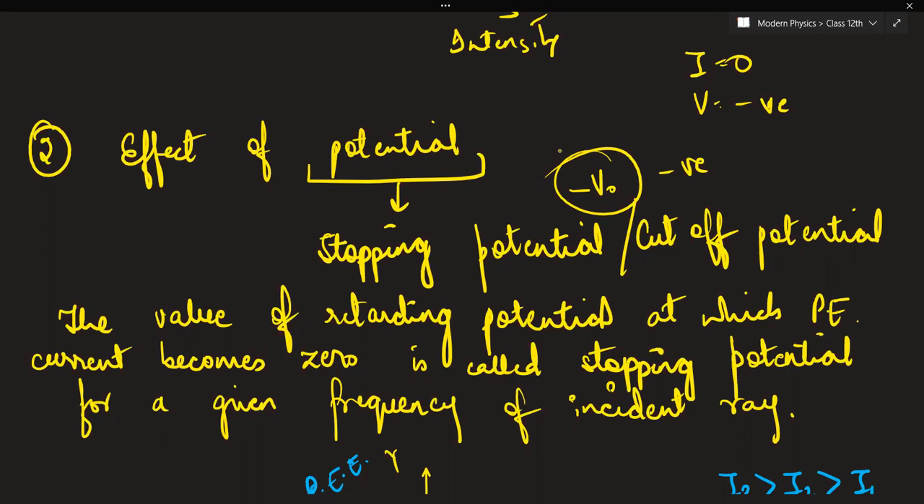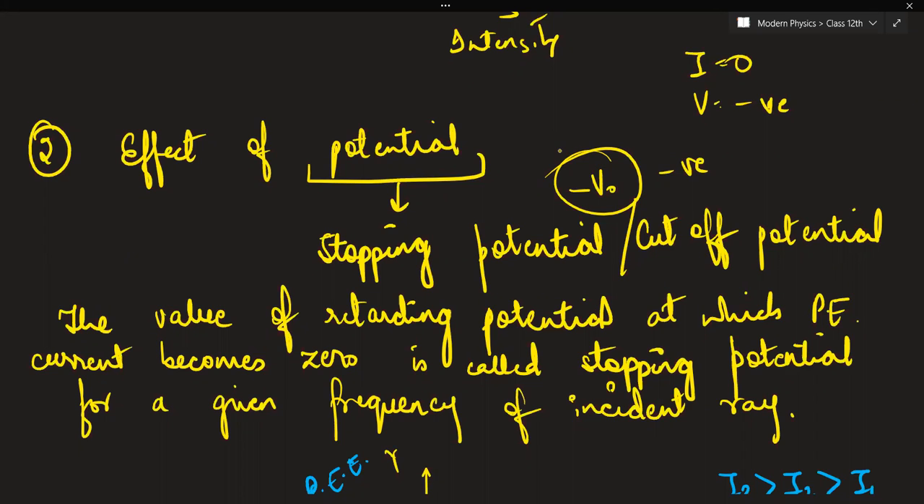So if you find it as cutoff potential, do not get confused. Both are the same. So it's like certain criteria is there. Certain wavelength has to be there, certain frequency has to be there. So likewise, you have a certain potential also that is required. That is known as stopping potential.